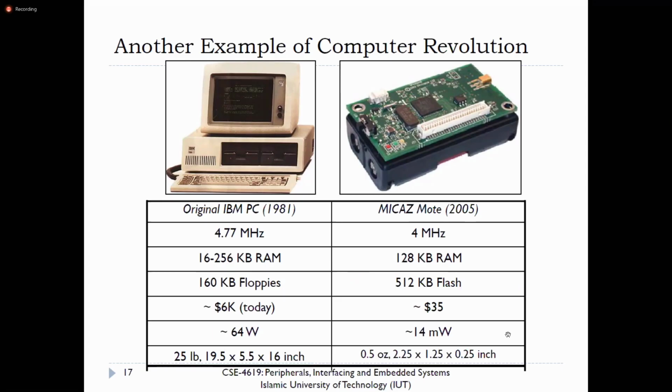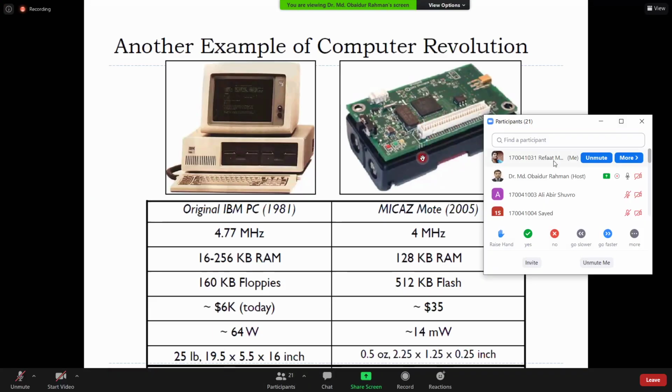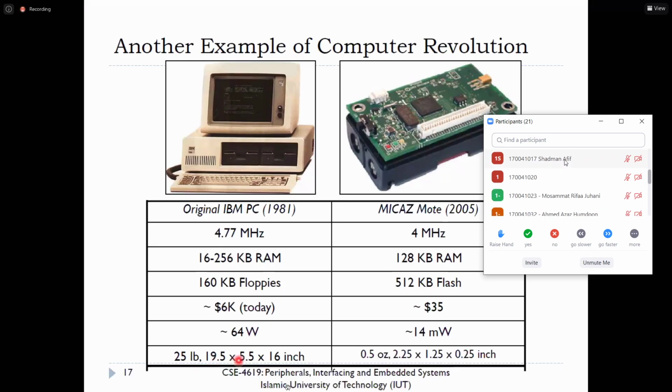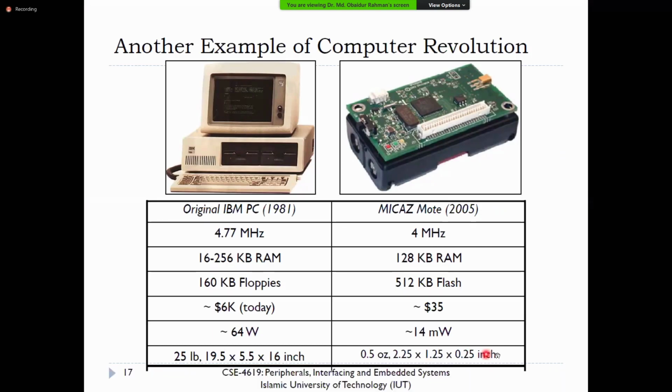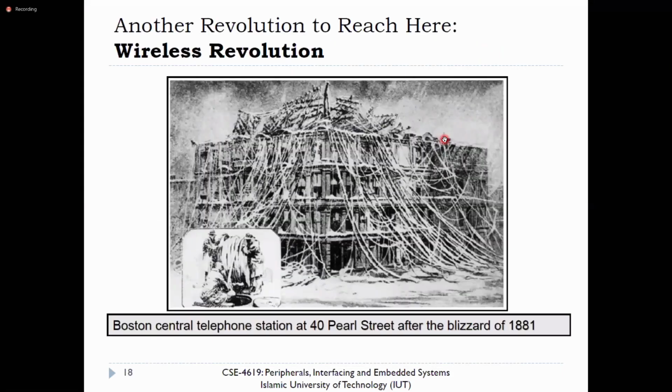You can also see the dimensions, in a sense the weight, height, and width. The weight of the PC is 25 pounds, whereas the mote weighs only 0.5 ounce, very lightweight, and its height, width, and length are very small, only in inches. So you can have an idea of the device we used in the 80s and what device we are using in 2005. Another revolution is the wireless revolution.